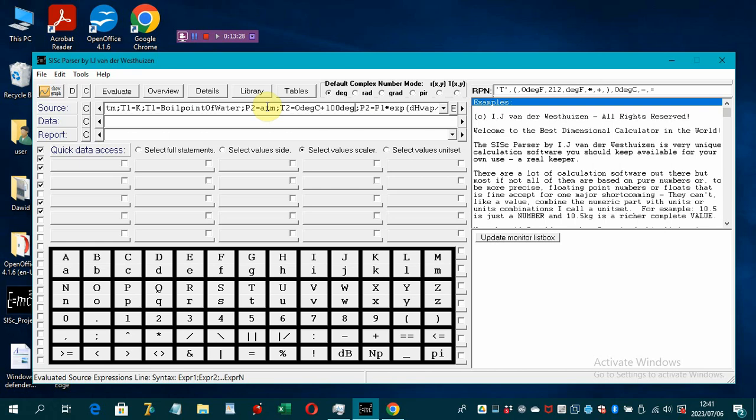Why doesn't it make a C there? My keyboard seems to be faulty.